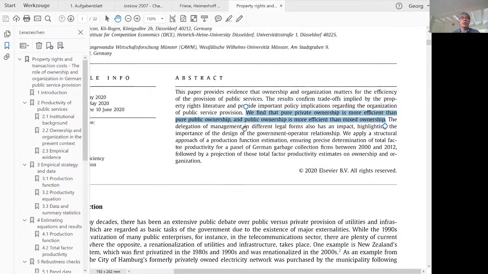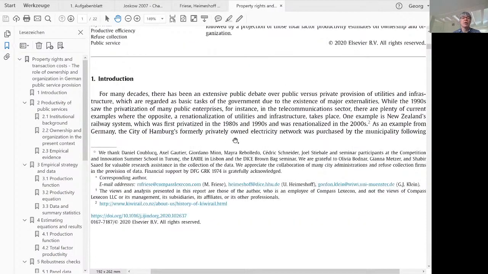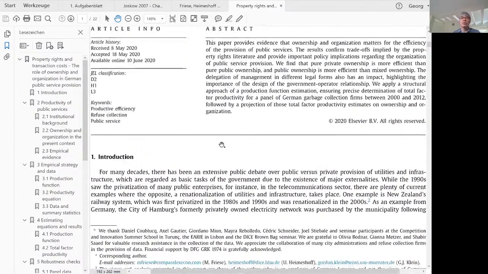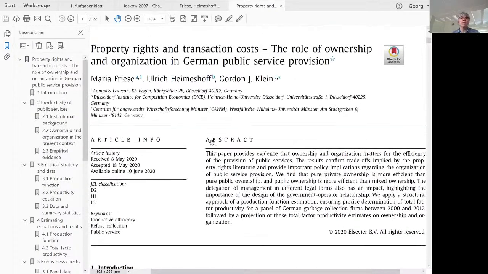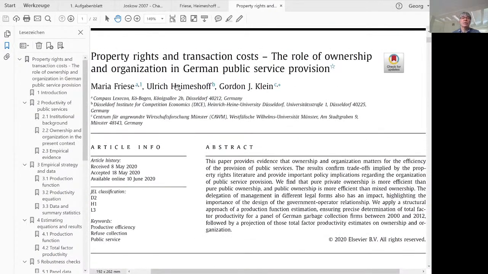I don't know whether I gave it somewhere, but again, you can hopefully download it, at least the working paper. Just enter, for instance, Heimeshoff property rights transaction costs.